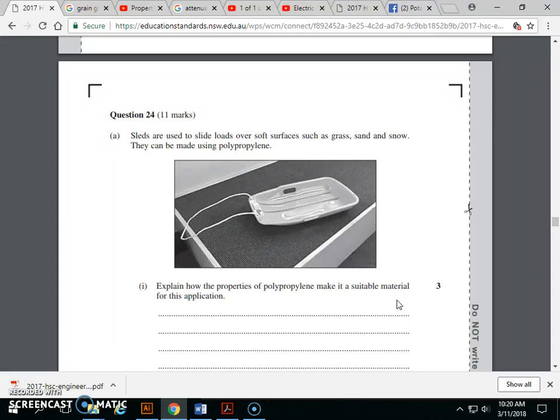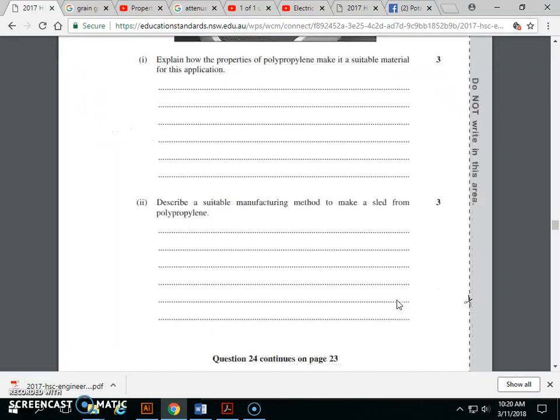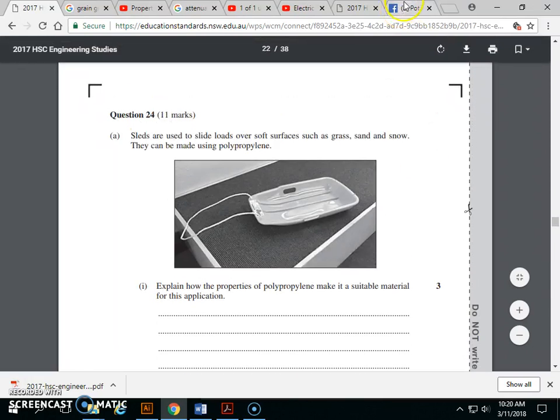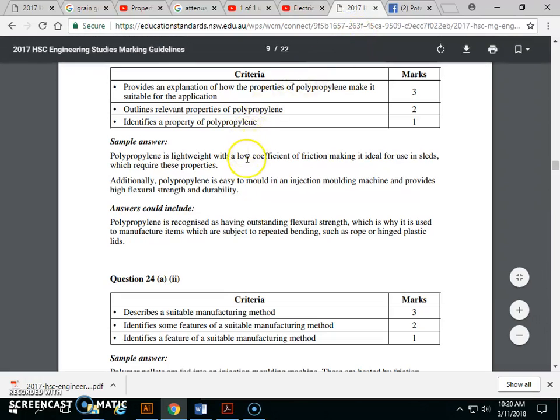Sorry? Yeah, you can if it's injection moldable. That's a property. I would still say that it can be. Let's have a look. Let's see.